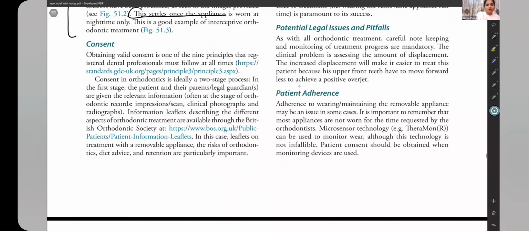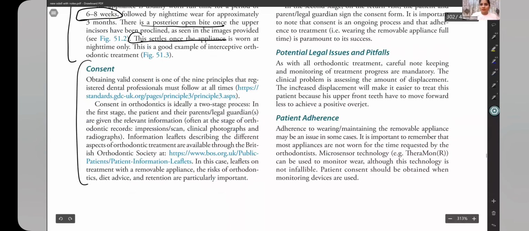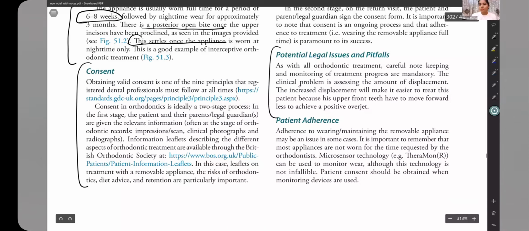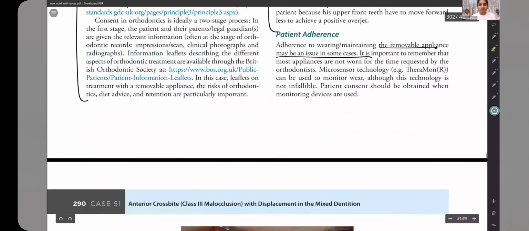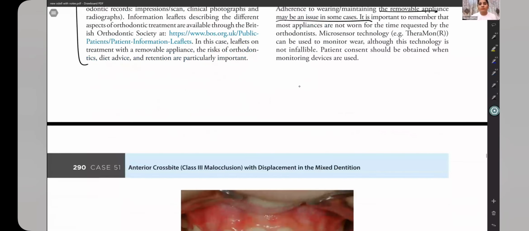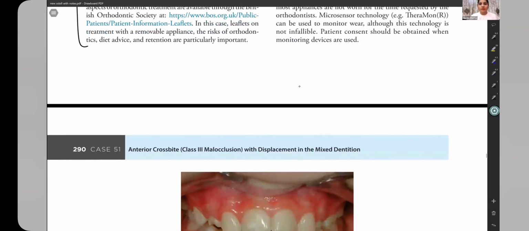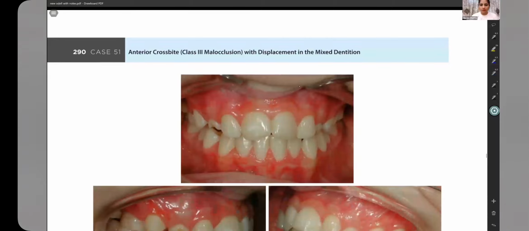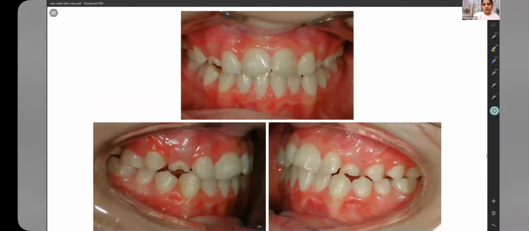You have to take the consent from the patient. It is all UK guidelines, so not relevant for the exam. Legal issues, etc. Also, patient adherence to wearing, maintaining the removable appliance may be an issue in some cases. It is important to remember that most appliances are not worn for the time requested by the orthodontist, and some microsensor technology can be used to monitor wear, although this technology is not infallible, and patient consent should be obtained when monitoring devices are used. Not relevant, absolutely.